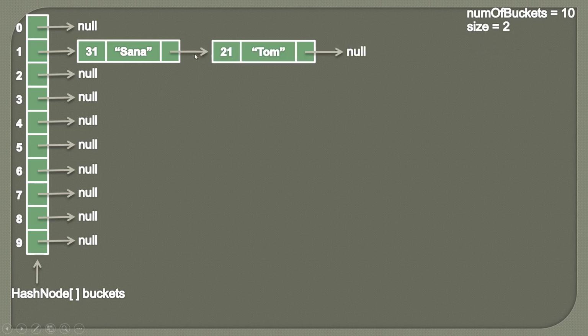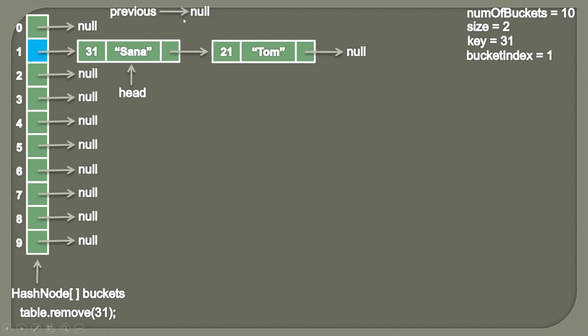Now friend, let's say we are given these two nodes and we want to remove 31. So what we do is, we do 31 divided by 10, which gives remainder 1. So bucket index is 1. We simply access the hash node at index 1. We give it a value as head, because this is the first node of the list. We will assign previous a value of null, and then we compare 31, which is head.key, with our key, so that we can search for that particular key which we want to remove.